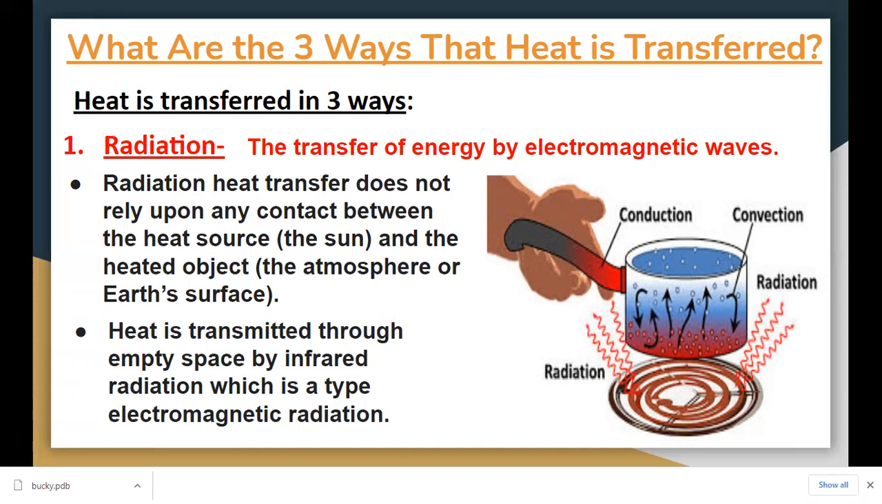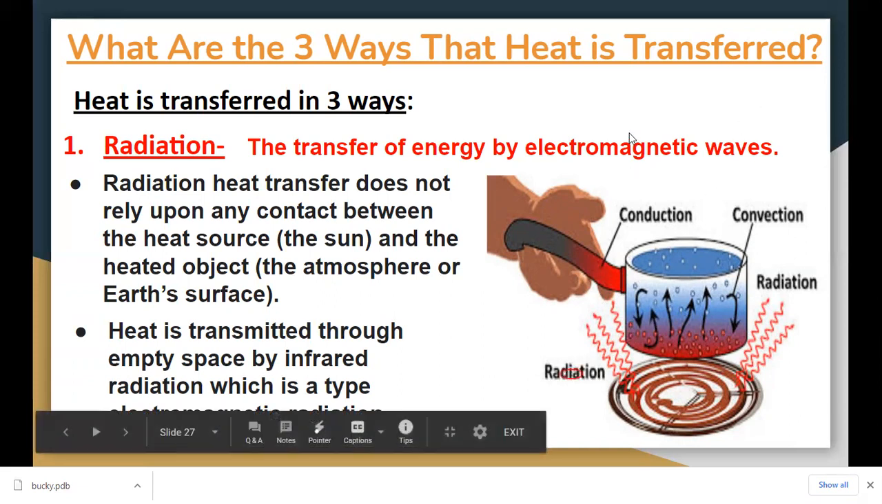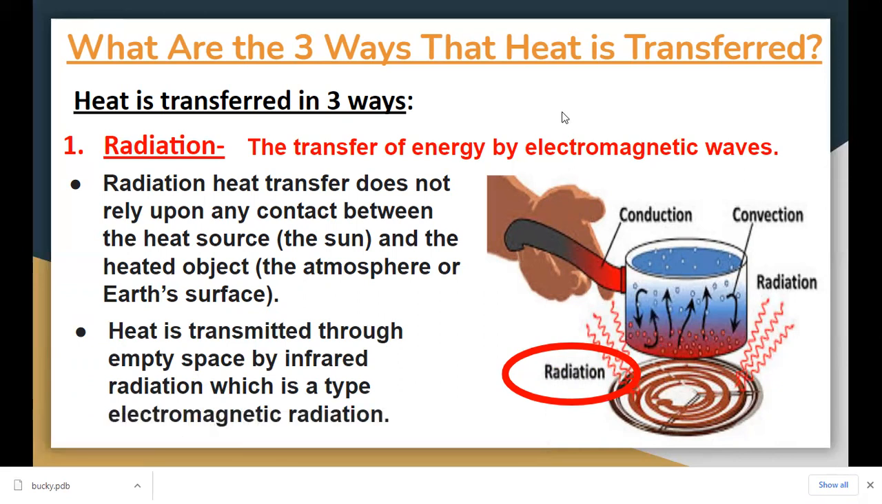So here's a picture over here. Radiation right here. This is radiation from an electric stove, that's a form of electromagnetic waves, and that is getting transferred up to this pot of water here. So that is considered radiation. And in the big world with the globe, radiation comes from the sun. So the heat isn't coming from a little electric burner on a stove. It's coming from the great big giant sun in the sky.